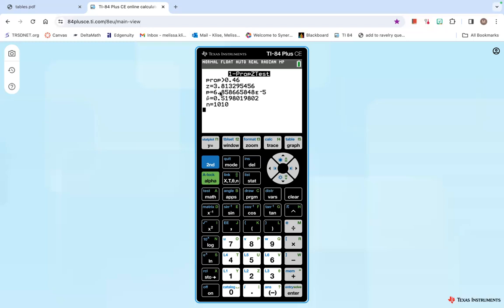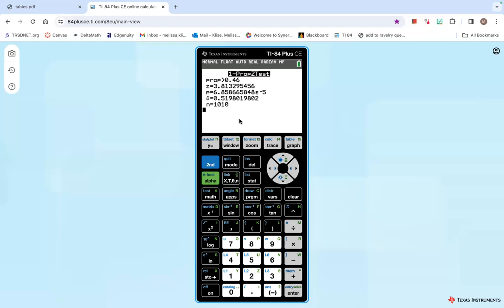0.00005. Okay. This P hat here just tells me what our P hat is, and tells us we have a 1010 sample size. This will not give you your critical value. You have to find your critical value on your own, either at the bottom of the table or using inverse norm.